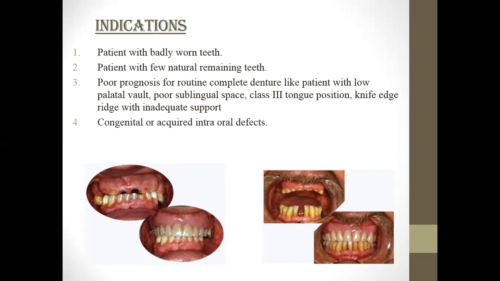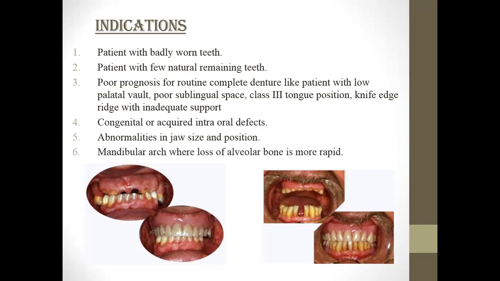And you have certain congenital or acquired intraoral defects such as cleft lip or palate, patients with few remaining teeth. So we can apply this concept. And abnormalities in jaw size and position. So what happens, to aid in retention or to achieve better stability, we can use this overdenture concept.